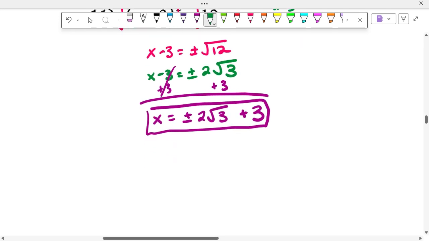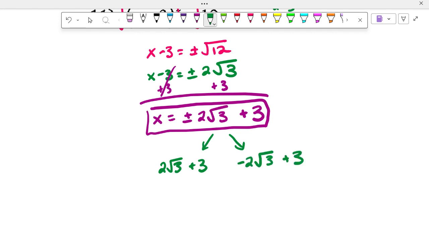Because remember, if we broke this apart, this would be 2 square root of 3 plus 3 and negative 2 square root of 3 plus 3. So we still have two answers. But that's just the shorthand to write as plus minus. Any questions on that?